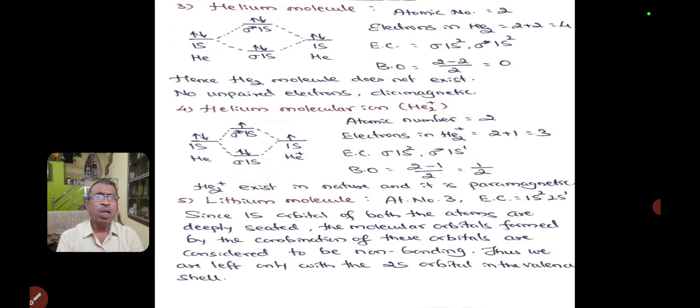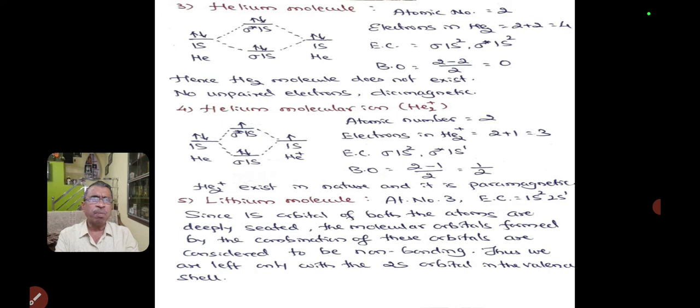Coming to the helium molecular ion He2+. Atomic number of helium is 2, and this helium molecular ion is formed by the combination of He and He+. He contains 2 electrons, He+ contains 1 electron, so total electrons will be 3. Molecular electronic configuration is sigma 1s2, sigma star 1s1. Bond order becomes half, and one unpaired electron is there in the molecule. Therefore, this molecular ion exists in nature and it is paramagnetic.